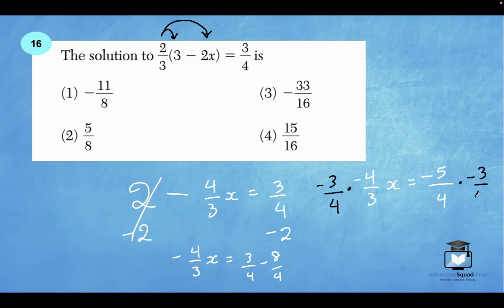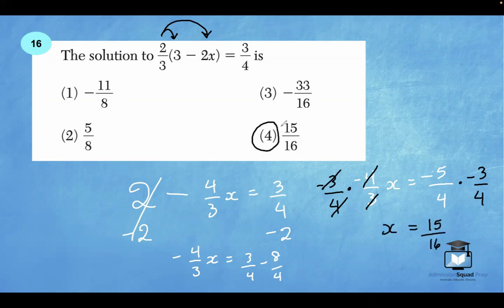So when I multiply both sides by -3/4, notice on the left-hand side, these numbers will cancel because technically you're going to have +12 over +12, which becomes 1x. So we now have x equals 15/16.